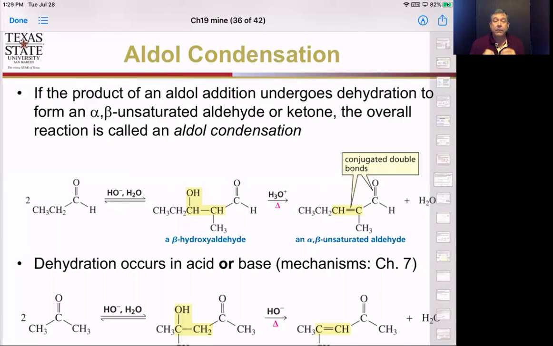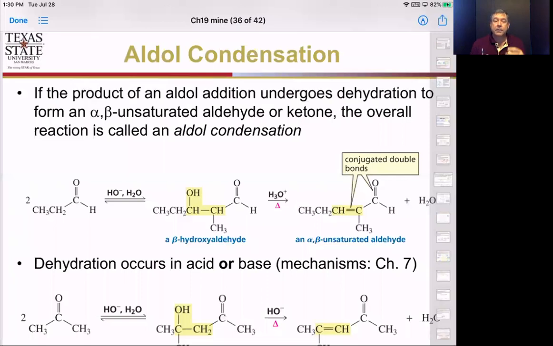However, if you take that hydroxy compound in the presence of acid and heat it, what can happen is you can do an acid catalyzed dehydration to form a double bond, a carbon-carbon double bond. And the reason this happens quite readily is the fact that when you form this double bond, it's actually in conjugation with the carbonyl compound, okay?